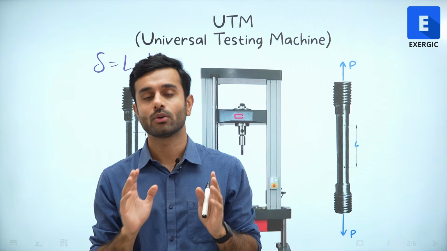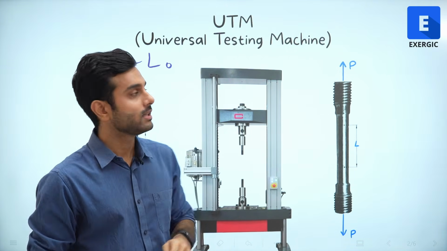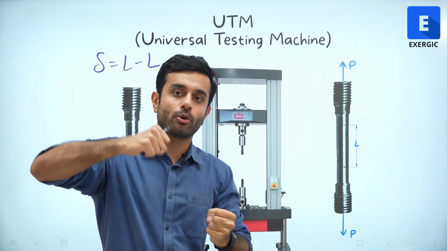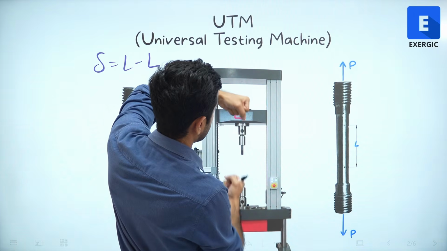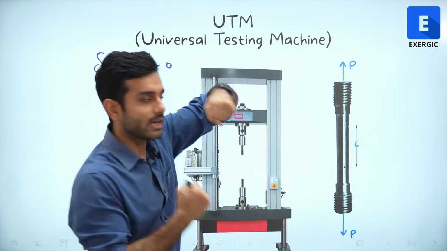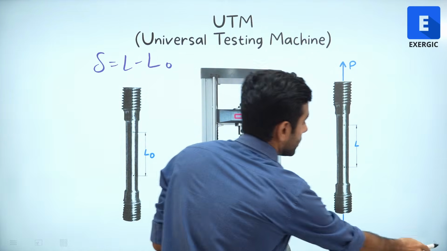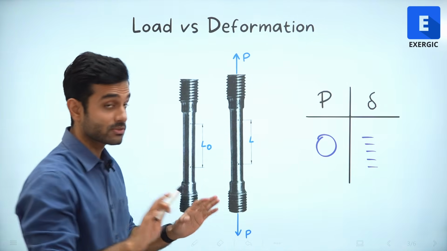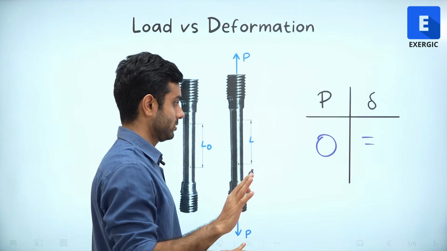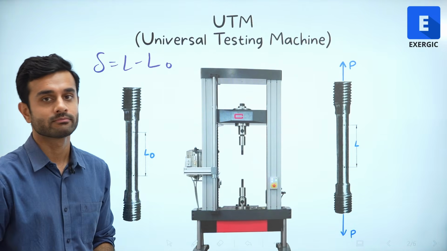Look, in this test, many students think that we apply a constant load P, that this machine is going to apply a fixed value, a constant value of P, and that is going to elongate it. And then we are going to measure, for that value of P, how much is the elongation. That is what students think. Wrong. No, we don't apply a constant value of P.